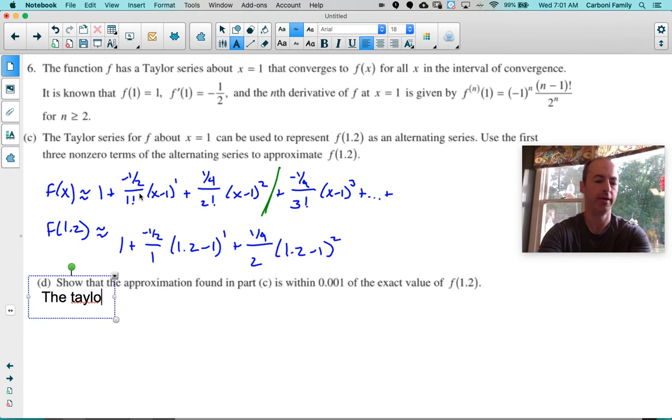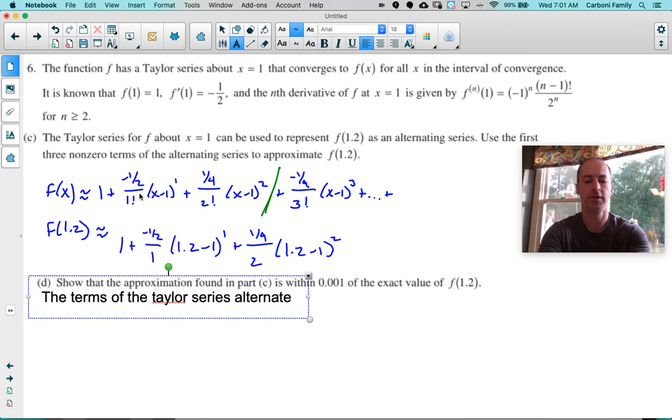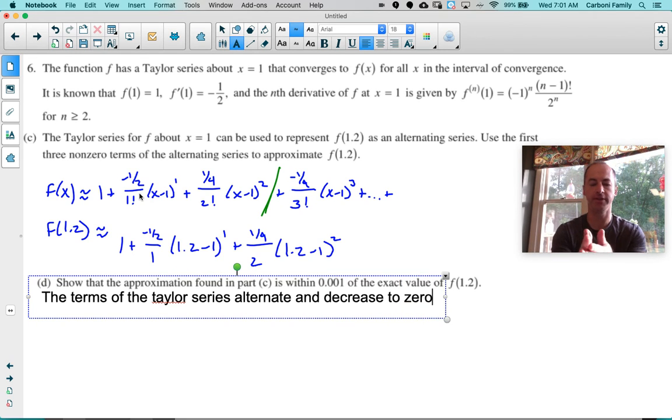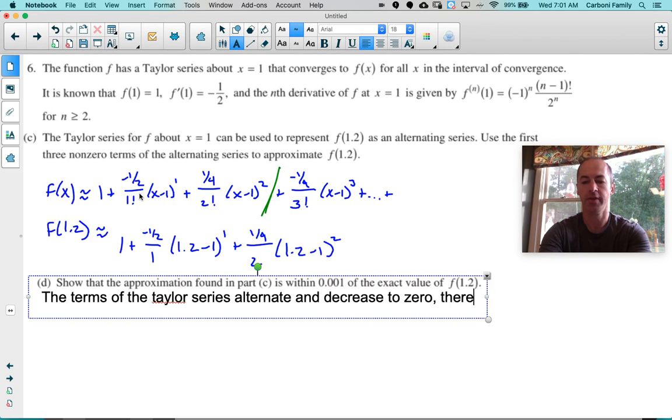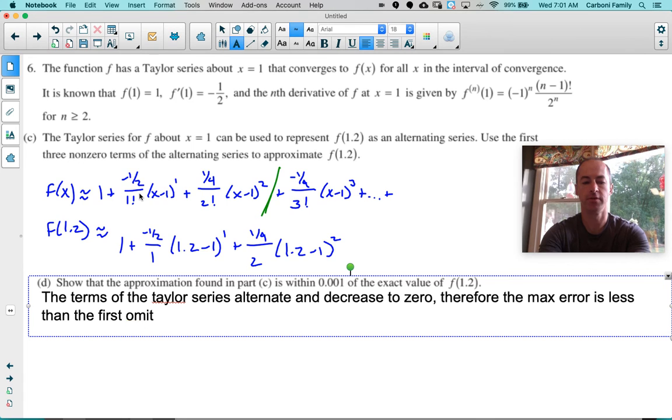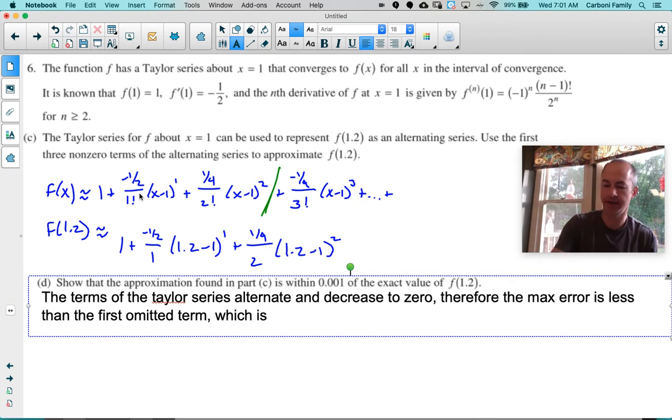Oh, I'm going to rewrite that. The terms of the Taylor series alternate and decrease to 0. So basically, I'm saying the alternating series terms converge. So the terms of the Taylor series alternate and decrease to 0. Therefore, the max error is less than the first omitted term, which is, and here is where I'll actually pick up, do some of the math stuff.